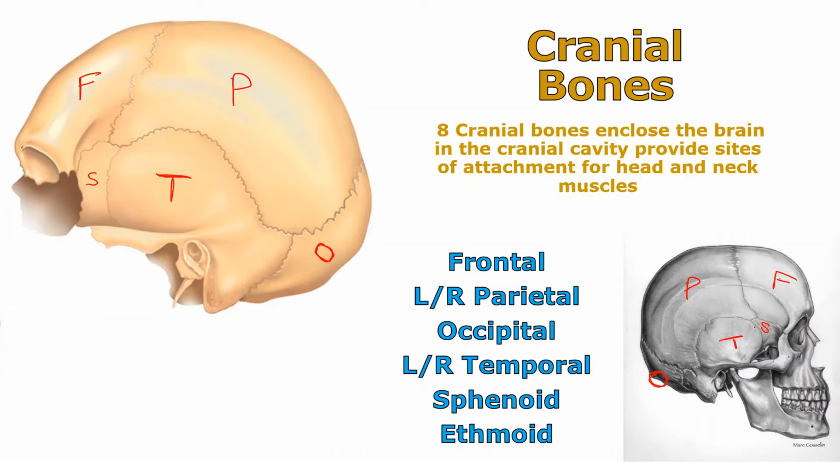Now the ethmoid is a special one that's not shown here. Maybe if I could look at the skull over here, I can see a little tiny part of it, but it's not going to help us identify that one right now. So remember, it is considered a cranial bone, but we will see it later.